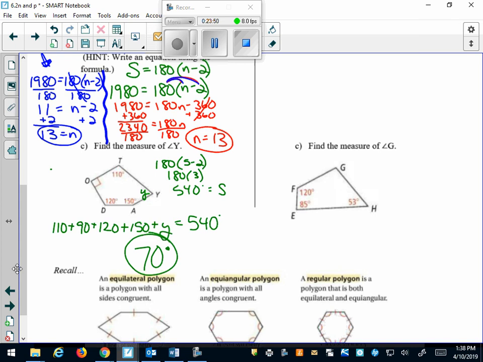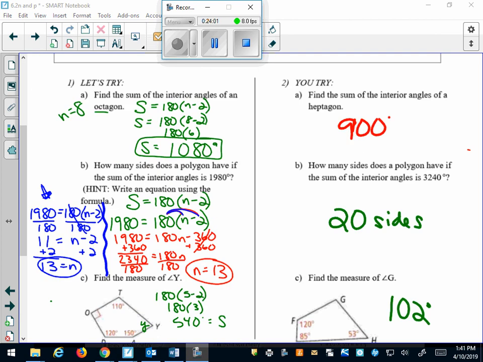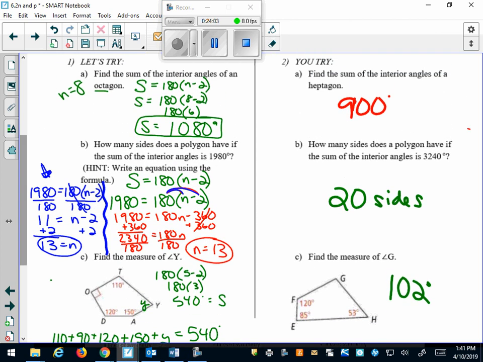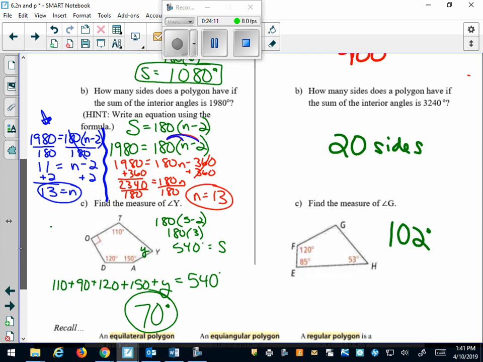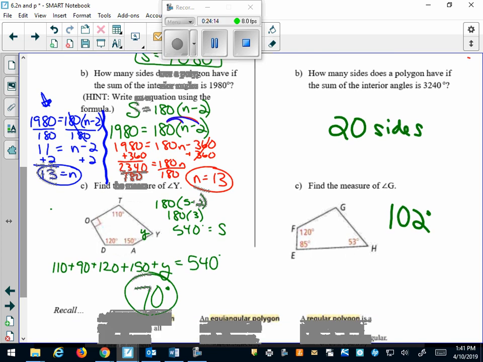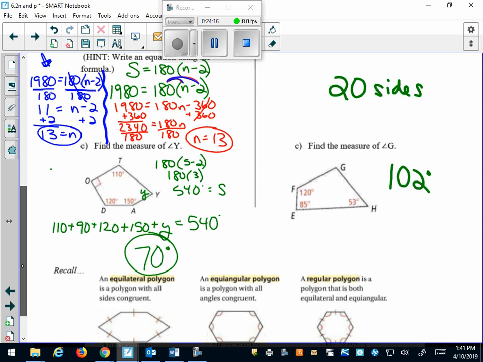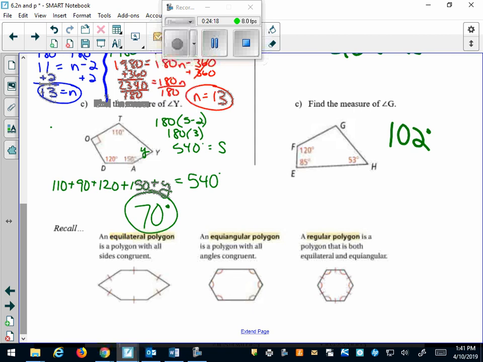Okay, I'm going to have you do the number 2, A, B, and C on the right-hand side here. Everything is modeled on the left-hand side, so it should be pretty easy. All right, so these should be the answers. The sum of the interior angles is 900. This polygon has 20 sides. Again, it's done just like we did on the left. And then the last one is 102 degrees. Any questions on that?